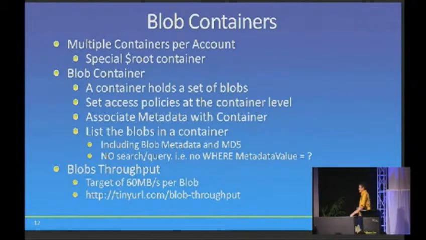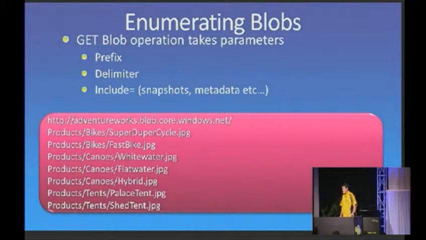Throughput is pretty decent, about 60 megabytes per second per blob. And there's a good tiny URL link there that takes you to some analysis work that the Microsoft Extreme Computing team did of actually looking at what sort of throughput can we pull out of Windows Azure storage based on the use of X number of blobs and or X number of containers. So if you need really high throughput, go and have a look at that.